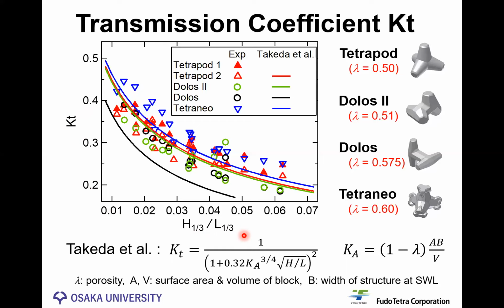The solid lines in the figure, red, green, black, and blue, show the transmission coefficients estimated by the equation proposed by Dr. Takeda et al. This equation includes the effect of the porosity, the surface area, and the volume of each block, and the width of the structure on the still water level, as well as the wave steepness of the incident wave, shown here.